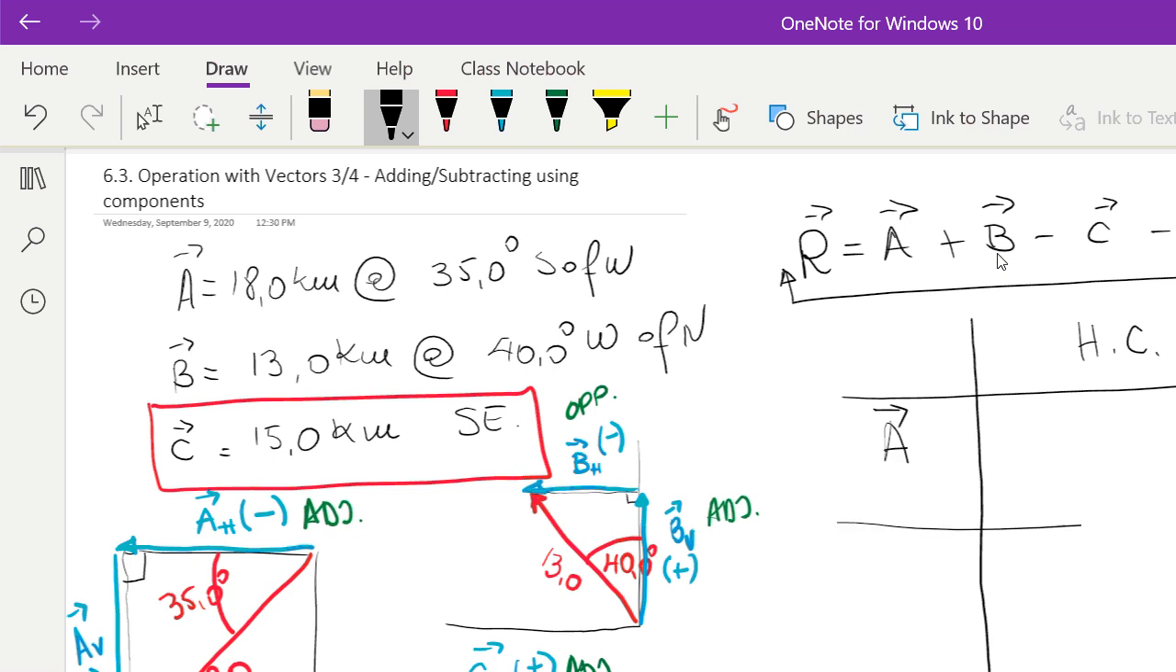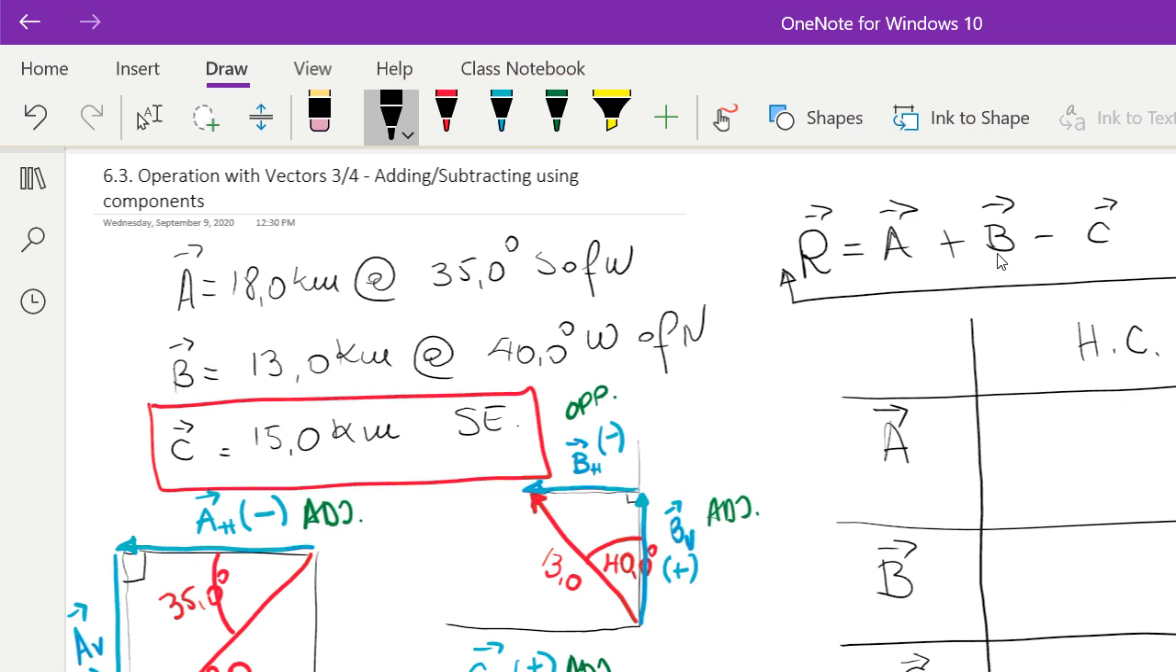So then we are sorting the vectors that we are dealing with: A, B, negative C. Oh, we don't have a D. Negative C. And when we are done with the vectors, then we say resultant.